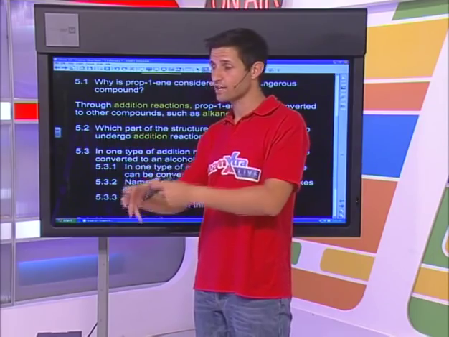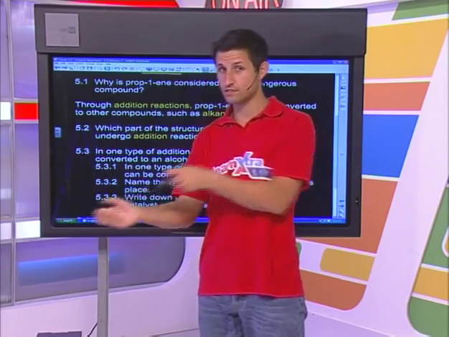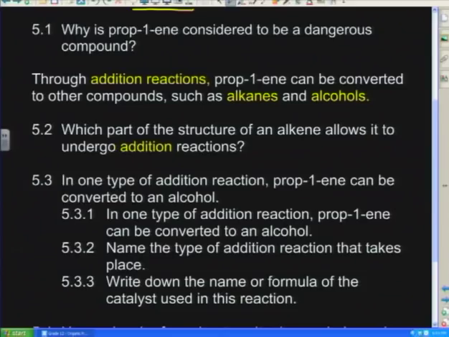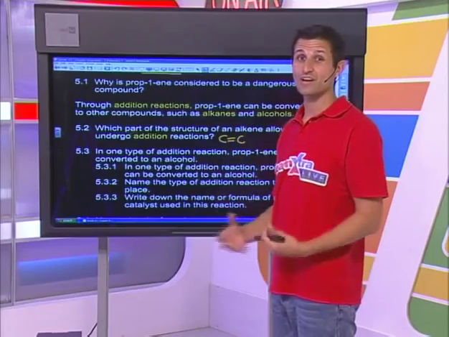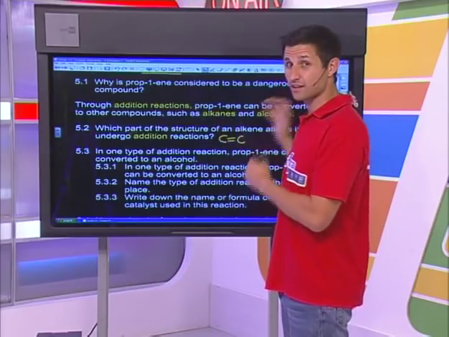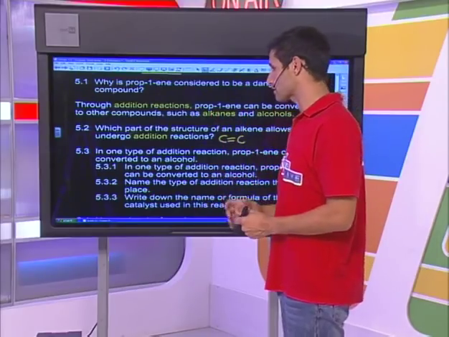Unsaturated, there's your clue. It's unsaturated as a reactant, it becomes saturated as a product. There we go. Which part of the structure? What we're looking for there is that C double bond C. It's a double bond between the carbons which makes this eligible or suitable to undergo addition reactions. We can make alkanes, we can make alcohols, we can go mad on this thing.